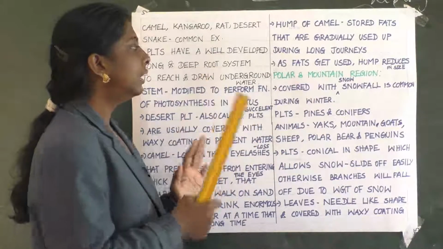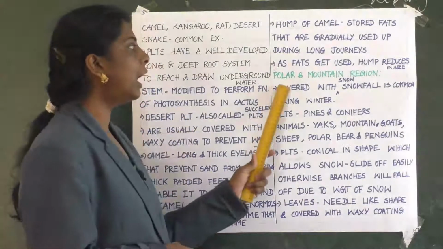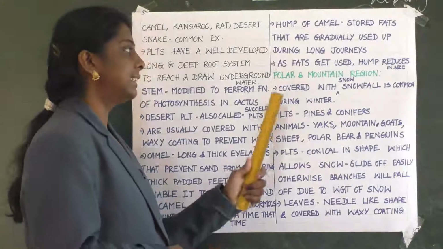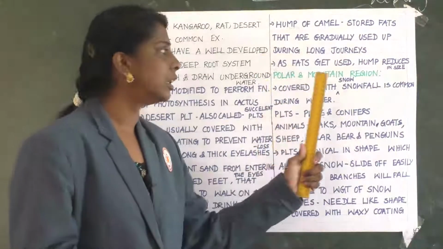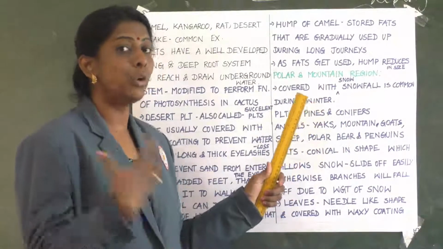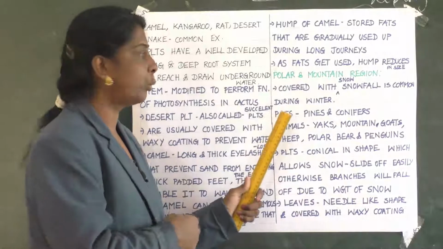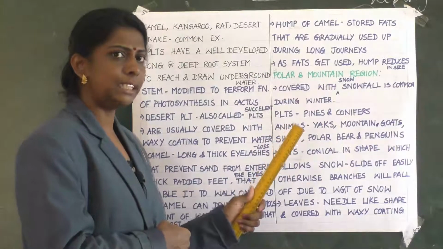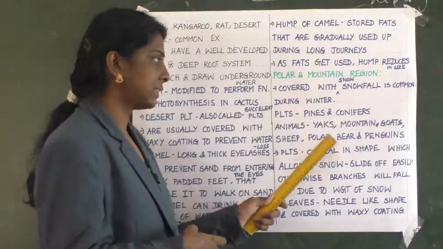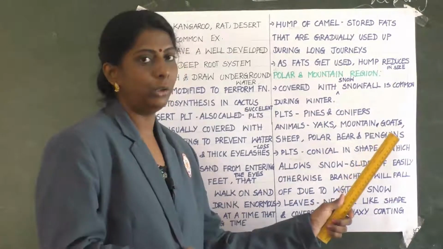So, this is about desert habitat. Second is about polar and mountain regions. What do you mean by polar or mountain region? It's covered with snow. Snowfall is common during winter. The plants which are surviving in this polar or mountain region are, for example, pines and conifers. Animals such as yaks, mountain goats, sheep, polar bear and penguin.